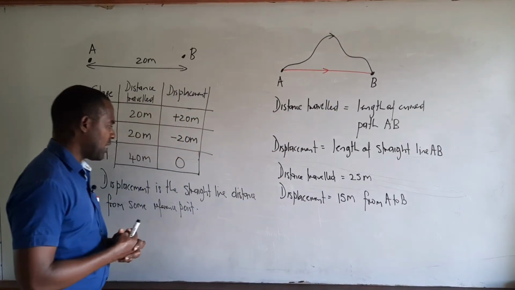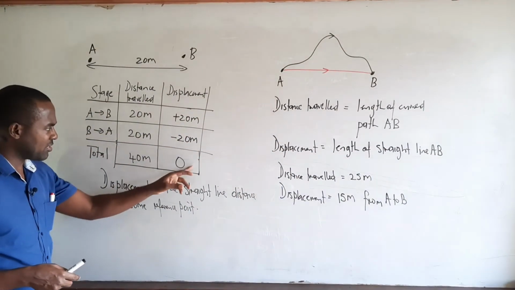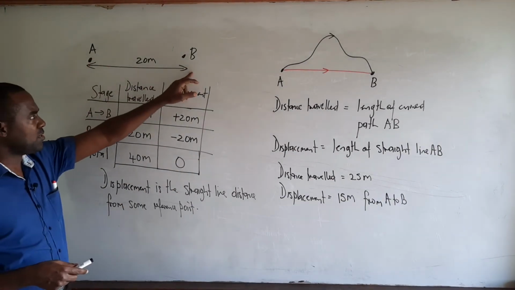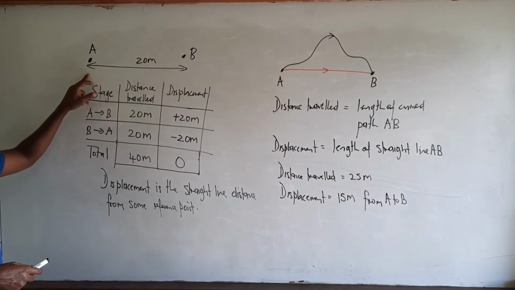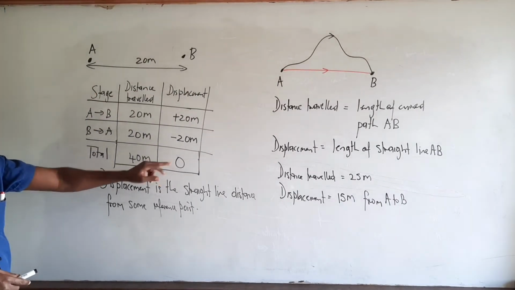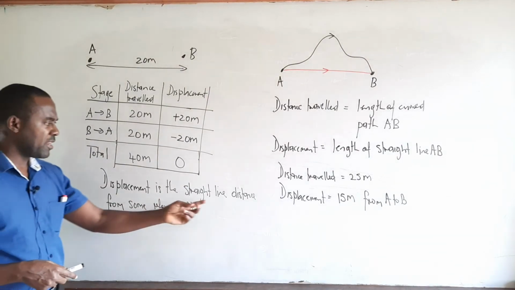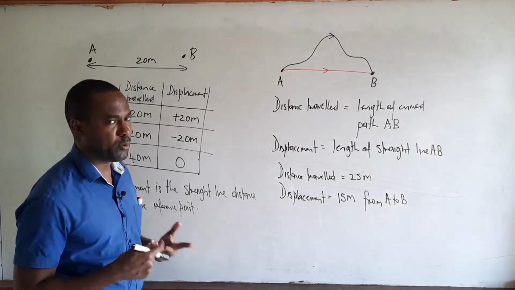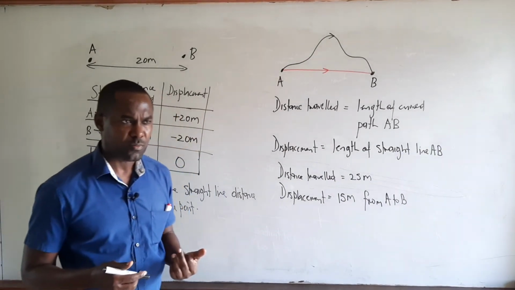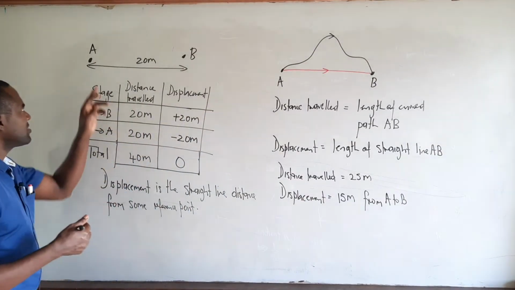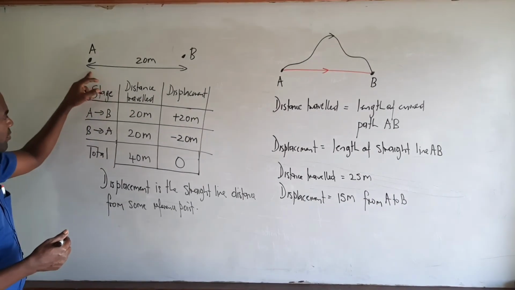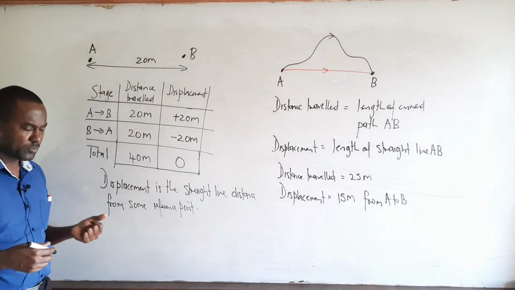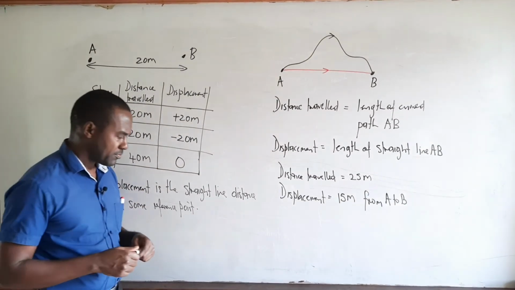Right? Now, having said that, when the person starts at A, goes to B, and ends up back at A, the net displacement is 0. If you look at this definition, the straight line distance from some reference point, the straight line distance from any point to itself must be 0, and therefore, because this person started at A and ended up right back at A, the net displacement, of course, is 0. Right? Good.